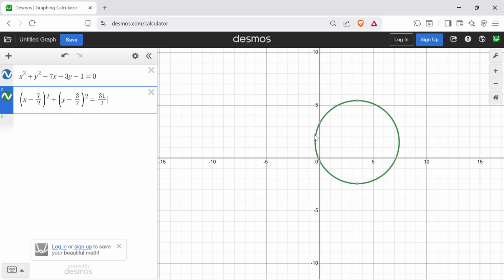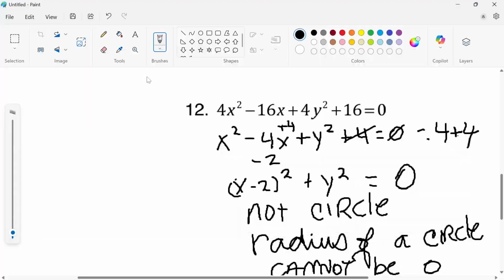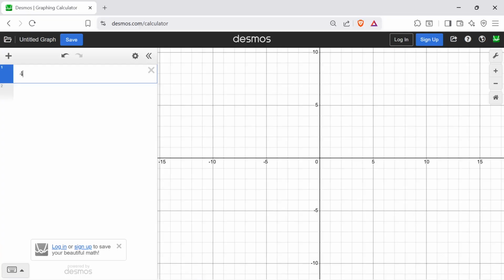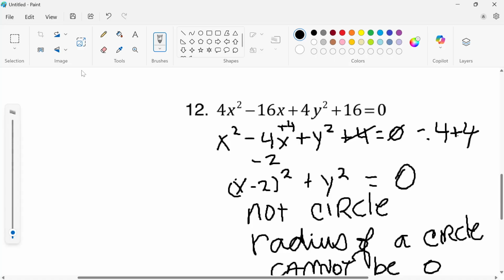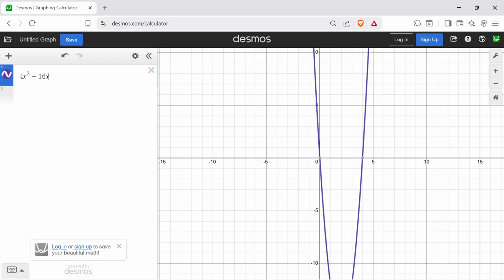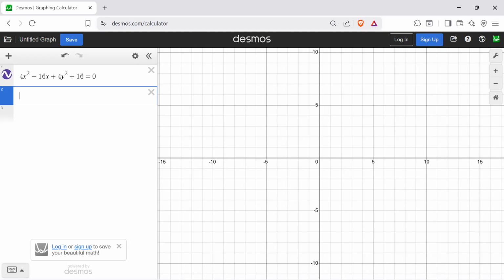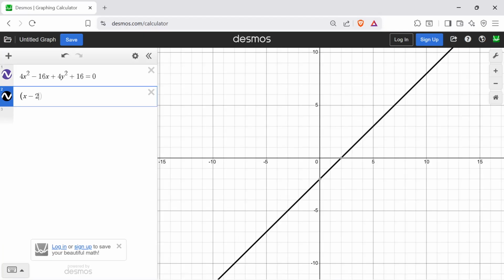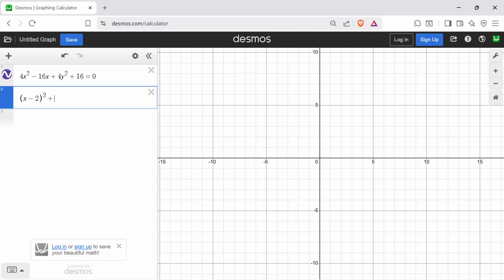And let me draw the original equation and show that this is true. I don't think you could do this on the test, but for homework, 4x squared minus 16x plus 4y squared plus 16 equals 0. It's a nothing. And if I do mine, x minus 2 squared plus y squared equals 0. It's a nothing. There is no circle.